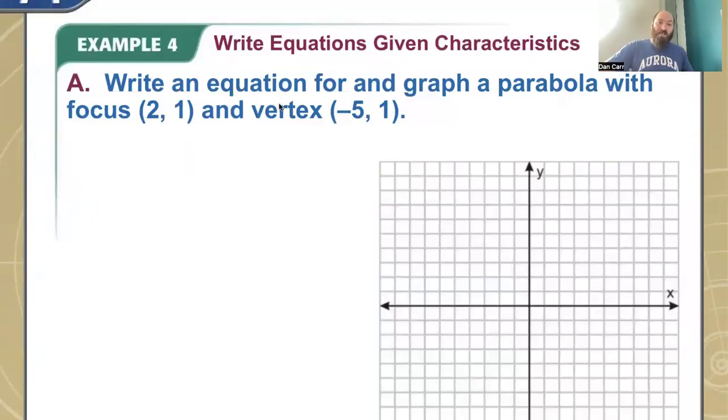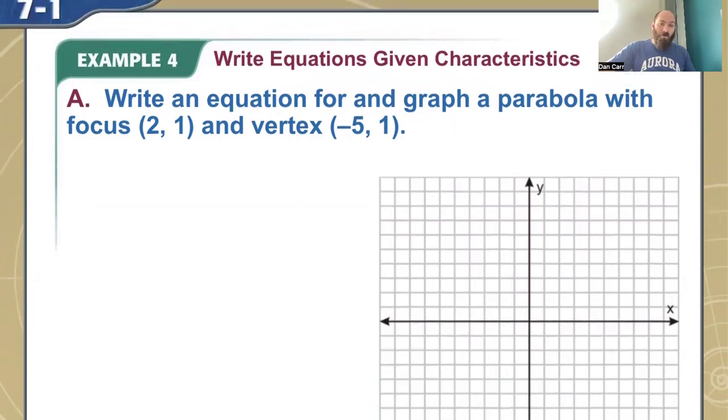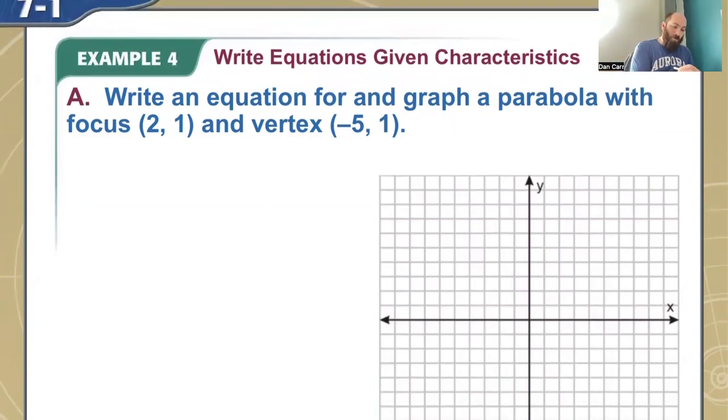Today we're going to be looking at 7.1 day 2. Focus today is going to be writing equations given certain characteristics. So in this scenario, I want to write an equation for and graph a parabola with a focus of (2, 1) and a vertex at (-5, 1).